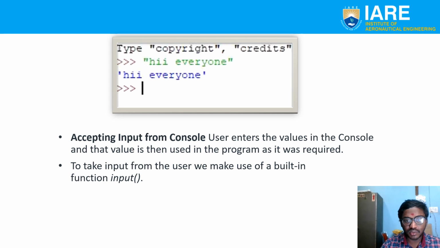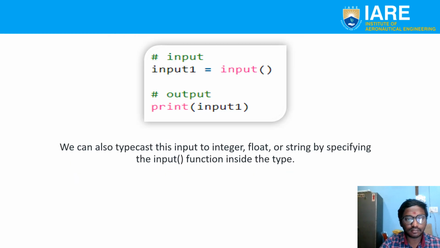Accepting input from the console: the user enters values in the console, and that value is used in the program as required. To take input from the user, we must make use of the built-in function input. We can also typecast this input to integer, float, or string by specifying the input function inside the type.